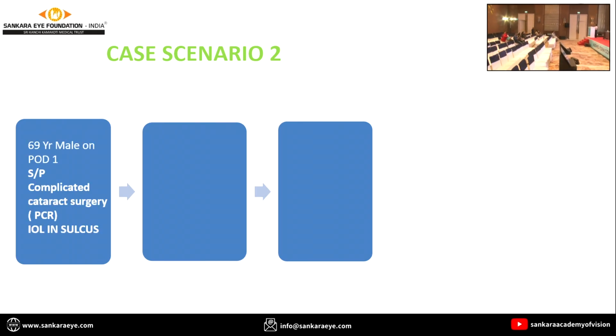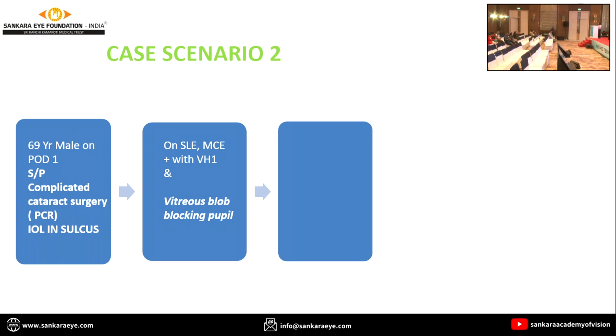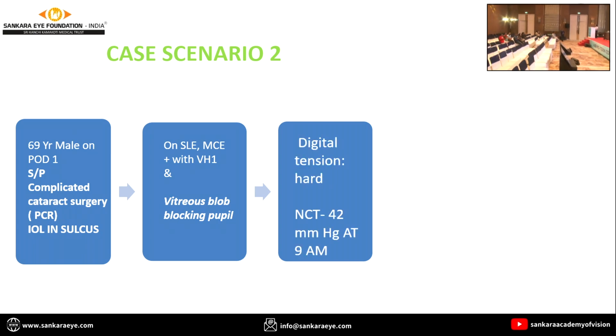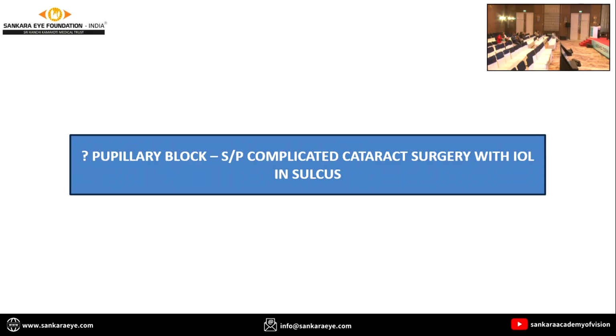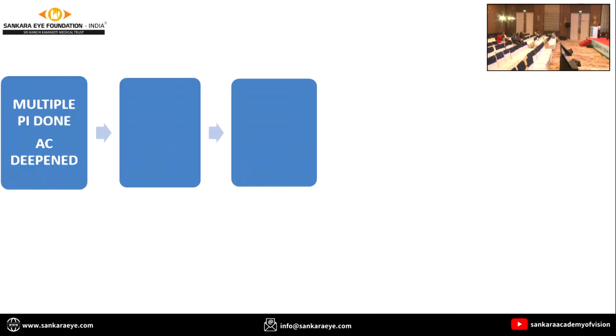This is a 69-year-old man, post-op 1 day, status post complicated cataract surgery. IOL was in sulcus. On slit lamp examination, AC was very shallow, VH grade 1. We can see a hazy vitreous blob blocking the pupil. Digitally, it was very hard. NCT was 42 millimeters of mercury. We diagnosed a probable case of pupillary block, status post complicated cataract surgery with IOL in sulcus. We did multiple PI. AC became deepened.